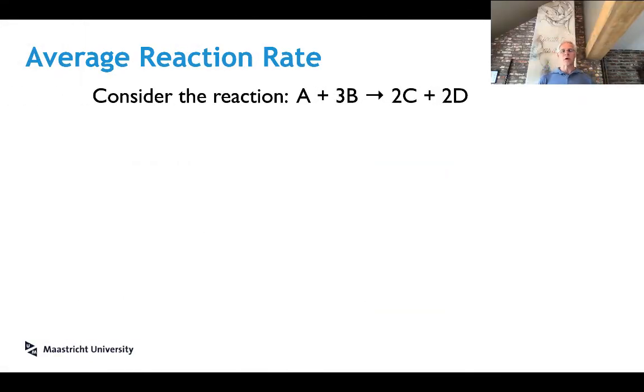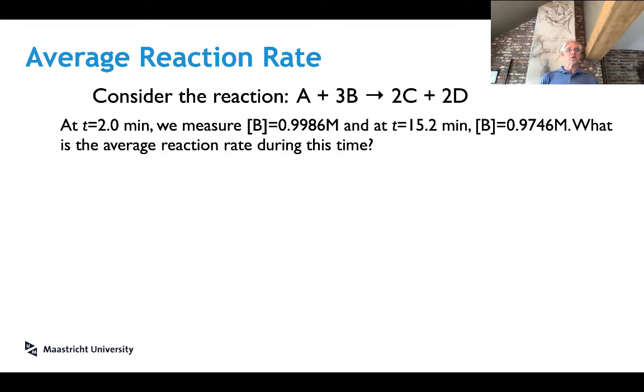So let's consider the following reaction: A plus 3B goes to 2C plus 2D. Let's say we forgot to measure our concentration right when we started. It's probably 1 molar based on this information, but we can't really count on that since we didn't actually get its value.